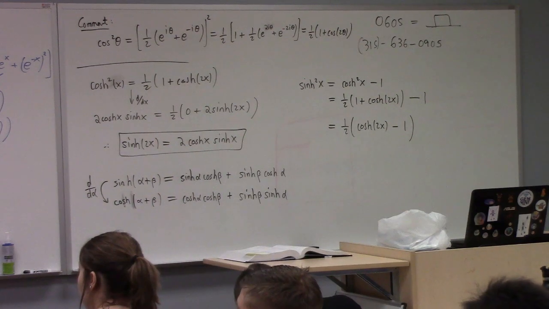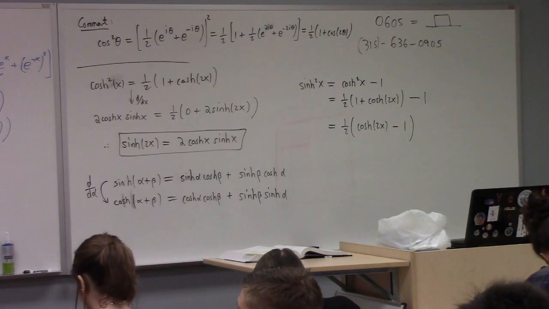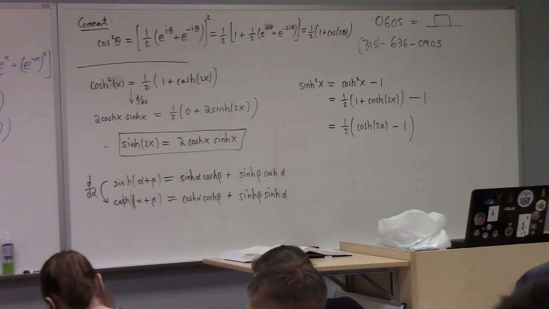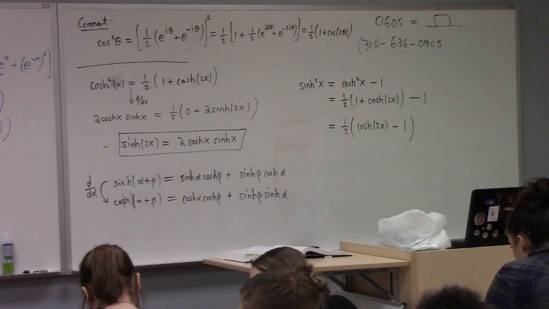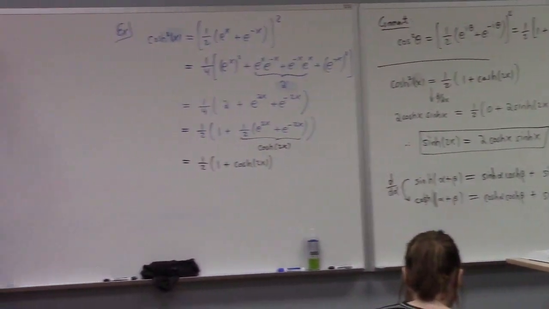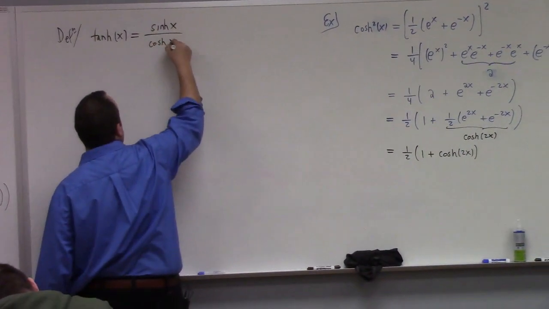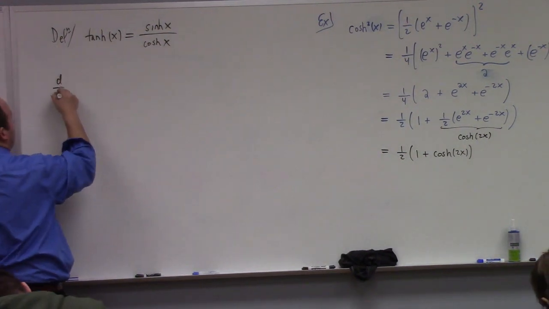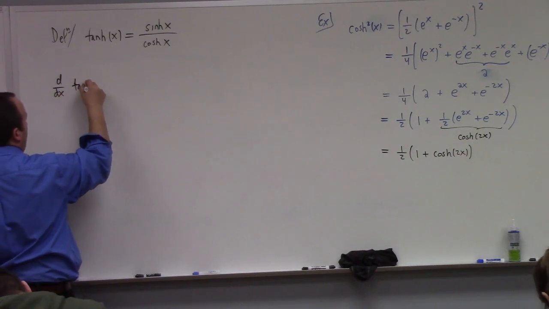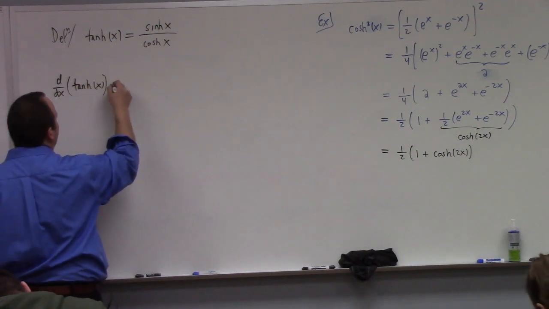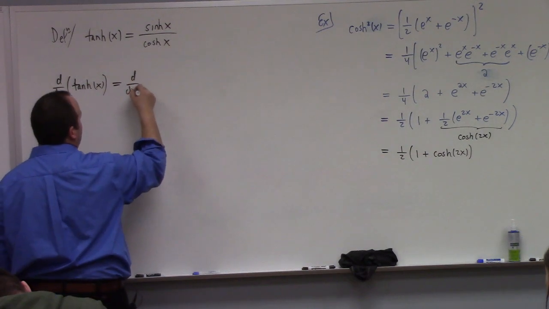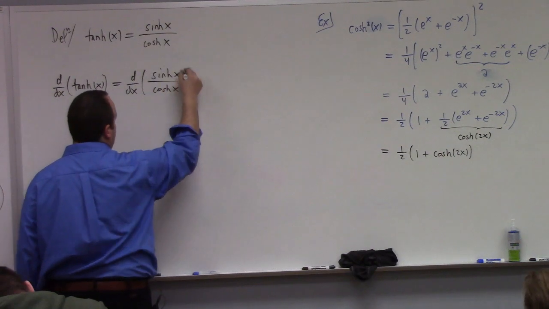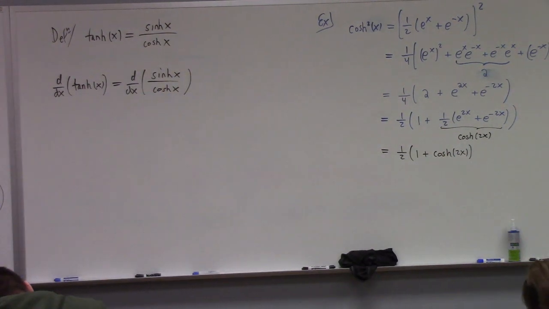What would tangent be defined as? Right? And what would the derivative of hyperbolic tangent be? Well, let's not just guess. We can work it out, right? We just need to know the quotient rule, which you guys know, right? So what do we got?